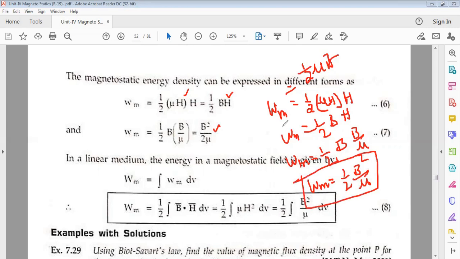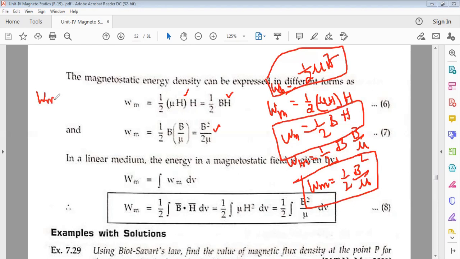Only in terms of B square and only in terms of H square, the B and H. Integral E bar dot D bar. So E bar dot D bar, Wm is equal to 1 by 2 the integral B bar dot H bar. The same thing in electrostatics is 1 by 2 integral E bar dot D bar. Same, Wm is equal to 1 by 2 the integral B bar dot H bar into dV.